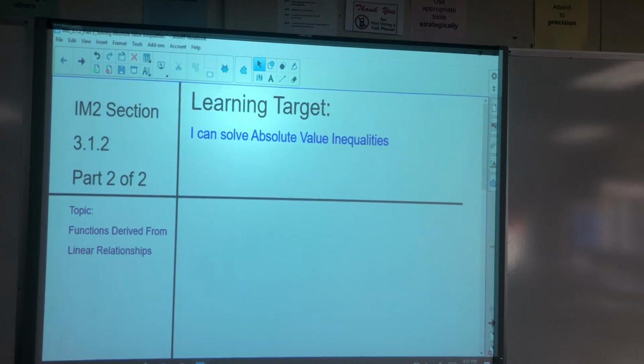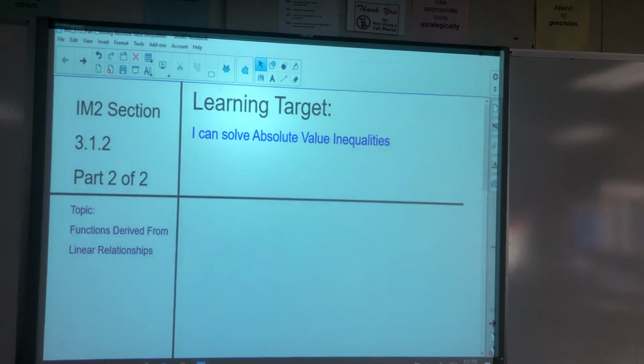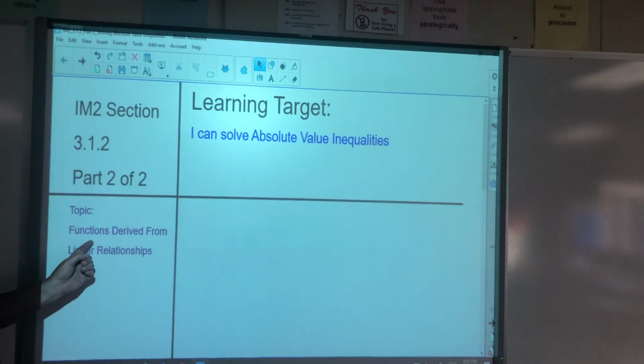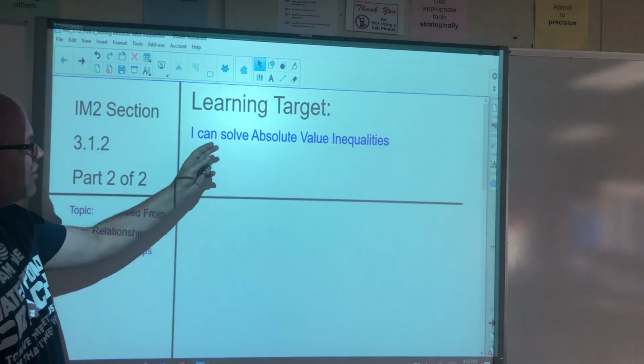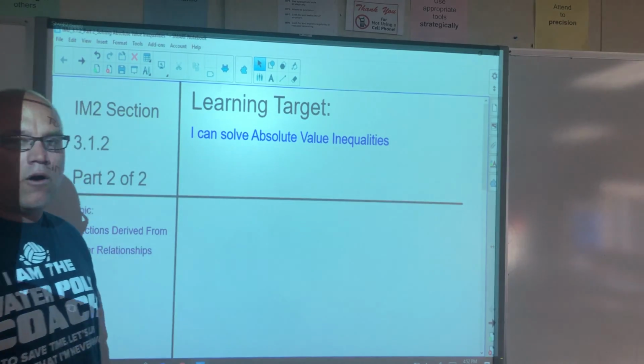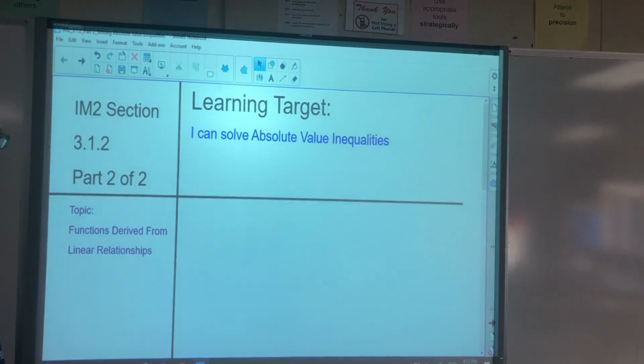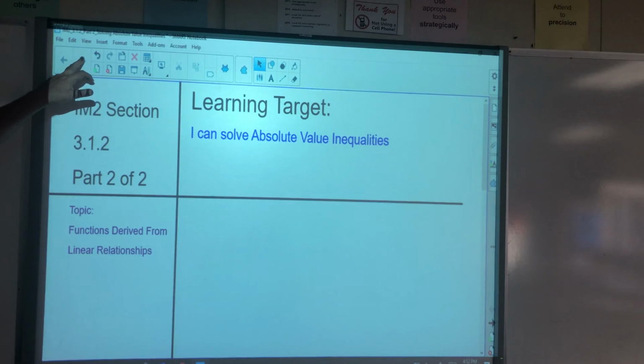These are your Integrated Math 2 Section 3.1.2 notes. This is video 2 of 2. This is Module 3, Topic 1, the functions derived from linear relationships. Our learning target is I can solve absolute value inequalities. Pause the video, get this down in your notes, and I'll go to the examples.